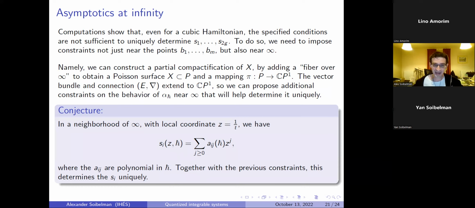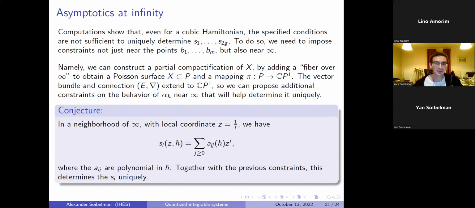So in order to have a sufficient number of constraints, you need to also introduce some restrictions on how the functions S1 to S2G behave near infinity. So that means there has to be an infinity, which there currently isn't because everything is on a line. So to add in infinity, you want everything to be over CP1. So you introduce a partial compactification of the symplectic surface by adding in a fiber at infinity, and then extending this vector bundle and connection to the corresponding projective line.